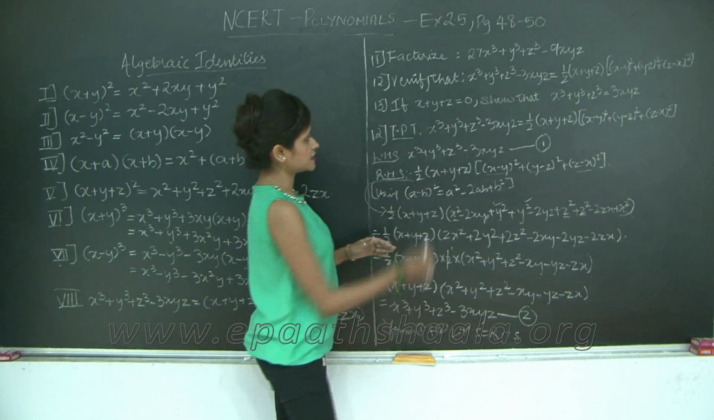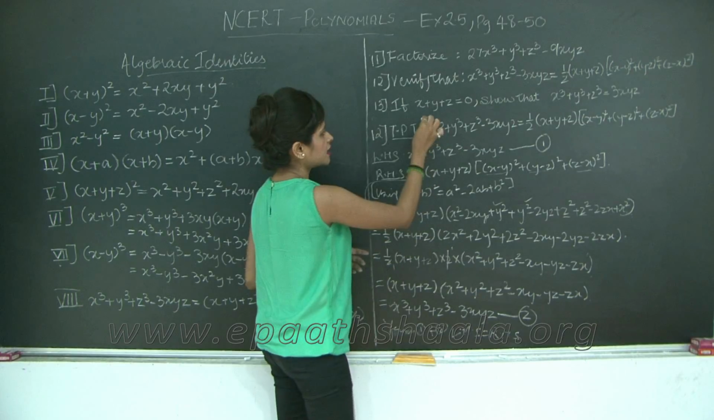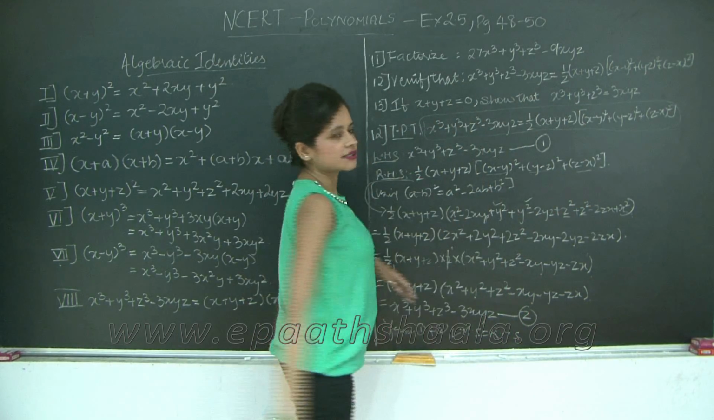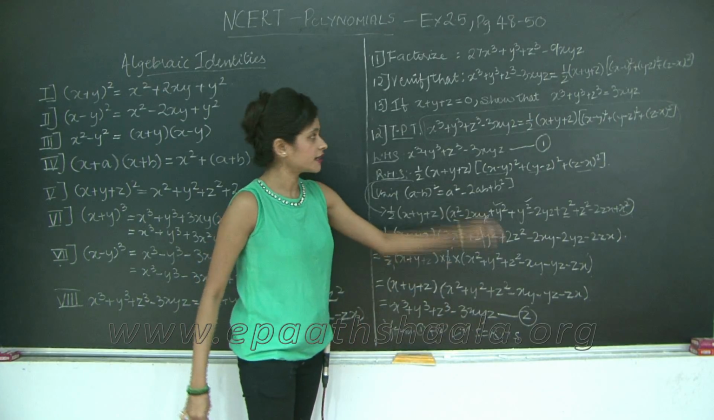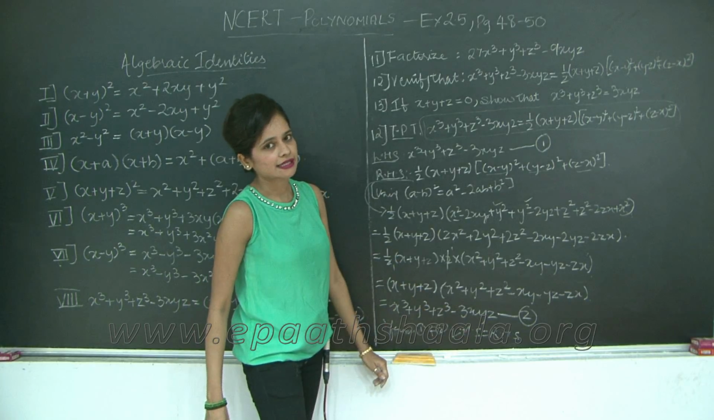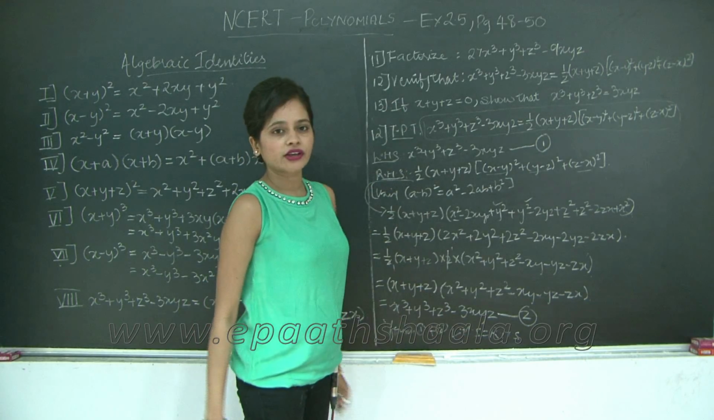Therefore, you will write the answer. What are you going to write in the answer? Therefore, this, right? I do not have much space, so I am not really writing it. You have to write the answer after proving that left hand side is equal to right hand side. Okay? Let us move on to question number 13.